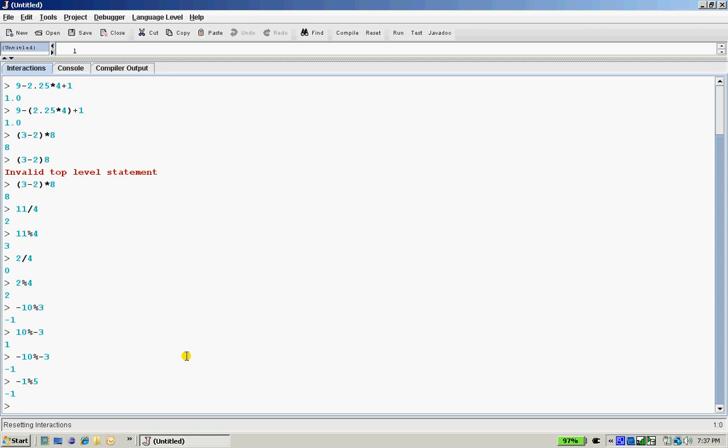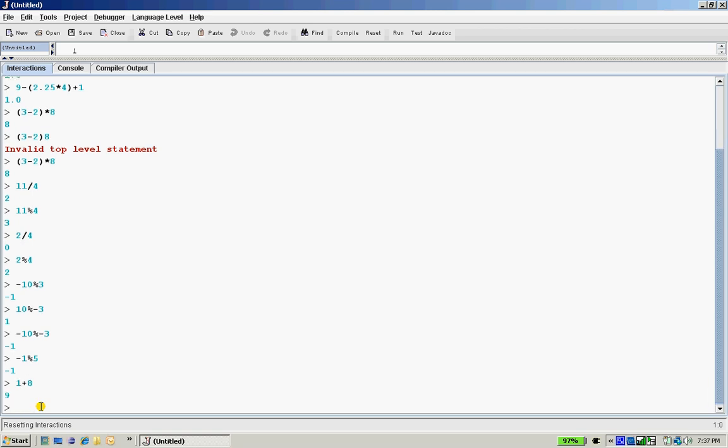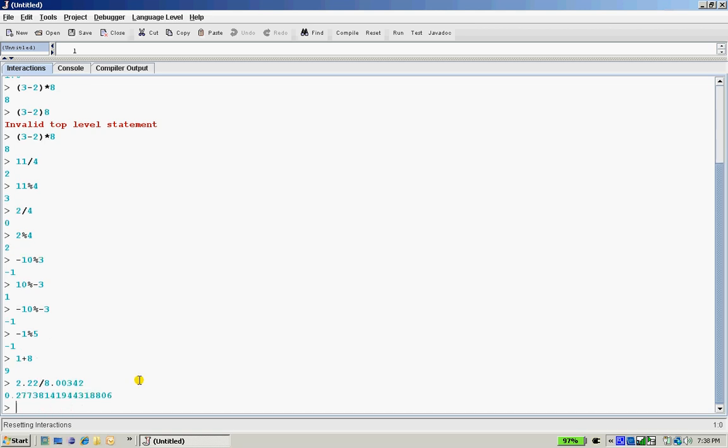So far we've looked at integers, and obviously integers in an equation give you an integer answer. If you use doubles in an equation, then your answer is going to be a double. Java hangs on to the significant digits that you've given it.